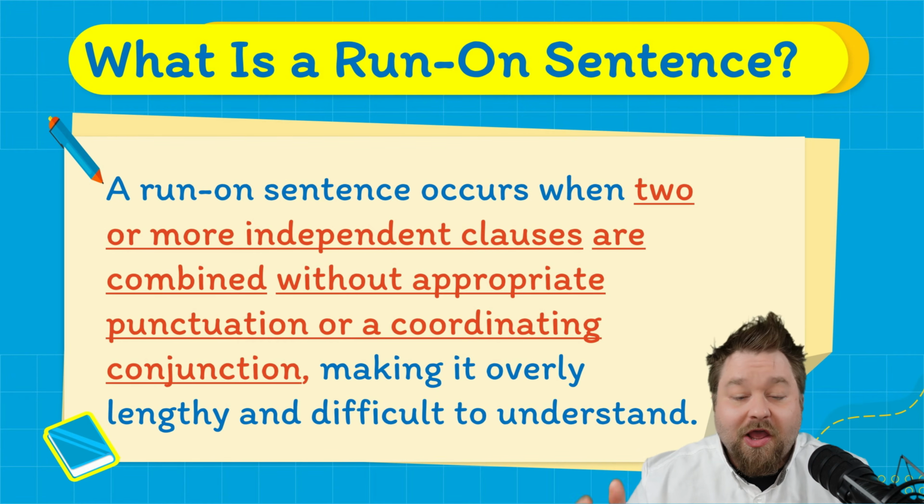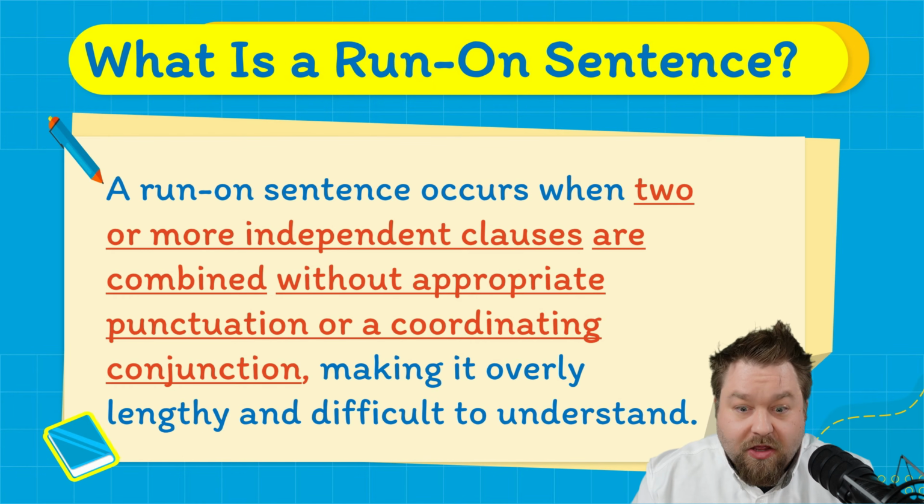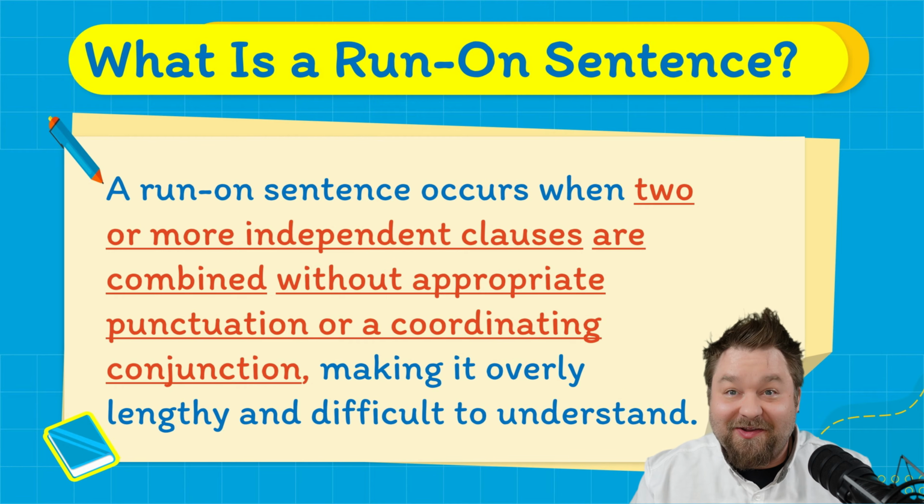A run on sentence occurs when two or more independent clauses are combined without appropriate punctuation or a coordinating conjunction, making it overly lengthy and difficult to understand. Like this definition. What's a run on sentence? Basically, a sentence and a sentence smushed together, and maybe another sentence, okay? That was the hardest definition I think I've ever read. That's okay. We know what a run on sentence is, right? It's just a bunch of sentences smushed together.